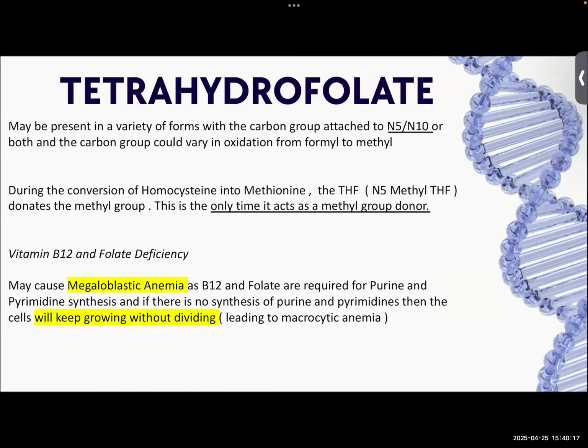Now, I've been saying tetrahydrofolate a lot, but I haven't explained what it is, so now I will. So it's a compound which involves a carbon group attached to nitrogen 5 or nitrogen 10. And the carbon group could be in any oxidation form, from formyl to methyl. So from 1 carbon to 3 carbons. That's why tetrahydrofolate is such a unique compound, because there's so many versions of it. So for example, tetrahydrofolate is required for the conversion of homocysteine into methionine, right?